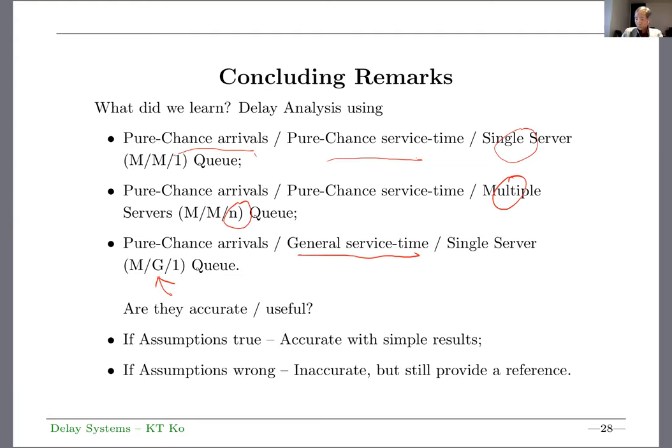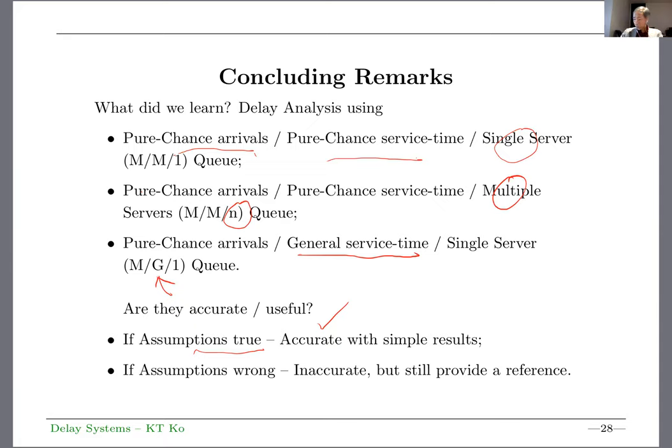Are they useful? Now, if the call arrival is pure chance or Poisson distributed, and the service time is negative exponential, or if you know the second moment and first moment in the case of a single server queue, then if the assumption is true, it's accurate. And the result is simple. The other way of doing performance analysis is running a large number of simulations, and that takes a lot of time and effort. But this is a very simple way and derives a closed form solution.